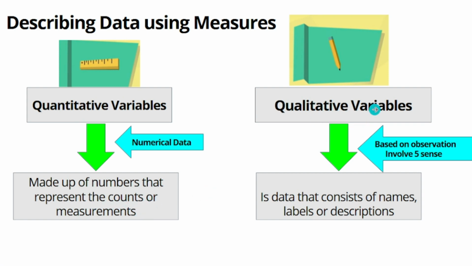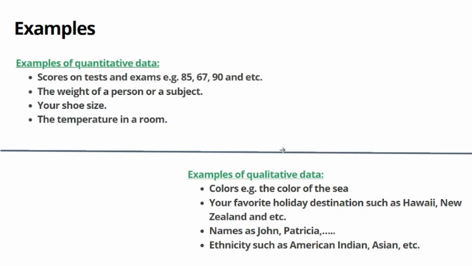Whereas the qualitative data is mainly based on observation and it involves the five senses. It is the data which consists of the name, the label or the description about the particular data. To understand it in detail, let us look into more examples of quantitative data and qualitative data.